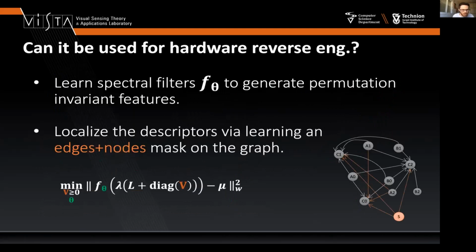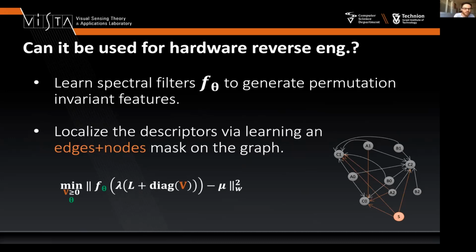Okay, so here I'm getting to the bottom line. How can you utilize these things for the hardware part? For example, you have this graph and you want to cluster it. So the idea is to utilize this Hamiltonian spectrum alignment problem together with learning the spectral descriptors.